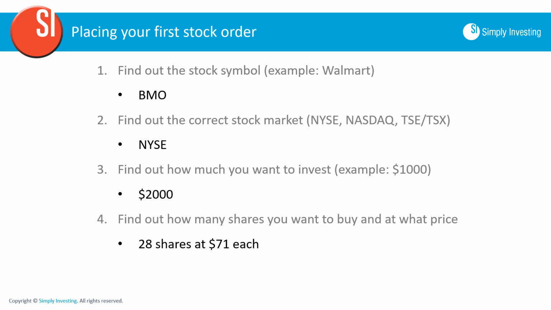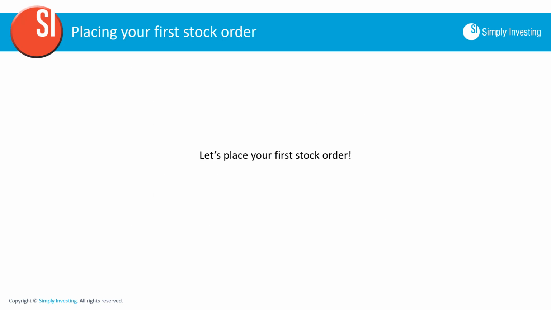Now we have all the information we need. We have the stock symbol. We know which stock market we're going to place this order on. We know how much money we're ready to invest. And we know that we want to buy 28 shares at a maximum price of $71 each. So let's go ahead and put our first stock order in right now.